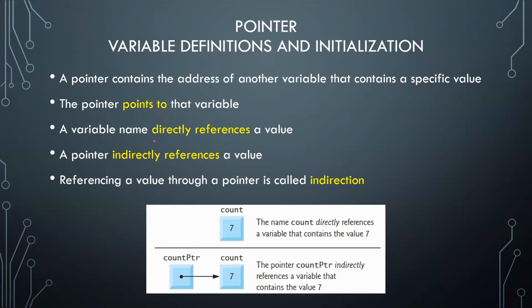A variable is said to directly reference a value. So here I've got a variable count. Count is 7. It's direct. A pointer, on the other hand, is going to indirectly reference a value. So my pointer is going to point to a memory location, and inside that memory location is the value of 7. So it's indirectly getting you to the same location. When I reference a value through a pointer, we call that indirection. It's indirectly referenced.